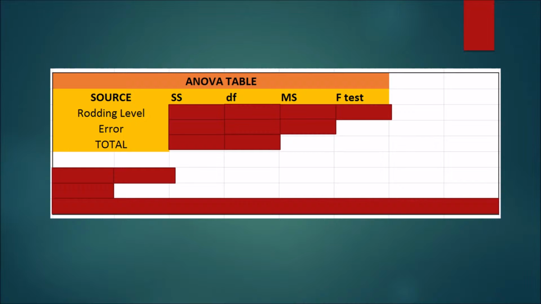The ANOVA table consists of 4 columns: the sum of squares, the degrees of freedom, the mean square, and the F-test. To get the sum of squares, we must add the square of each value in the table above. The answer would be as follows.